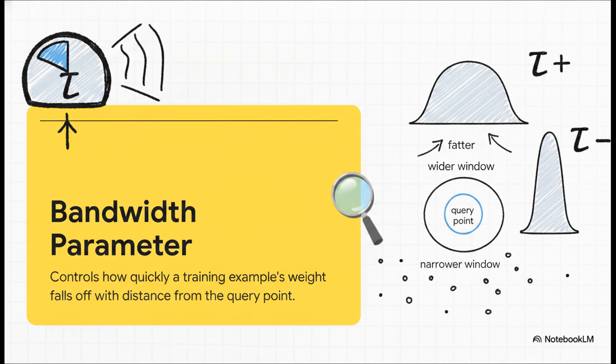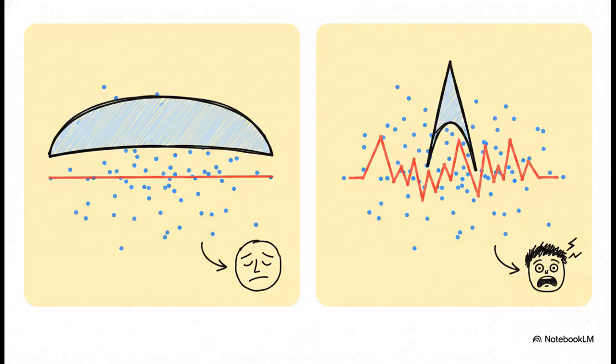By messing with tau, you're literally deciding if your bell-shaped curve is going to be fat, looking at a really wide window of data, or super thin, zooming in on a very narrow window. And you can see why tuning tau is absolutely crucial. Remember that whole underfitting versus overfitting headache we talked about earlier? Well, tau is steering the ship on that.